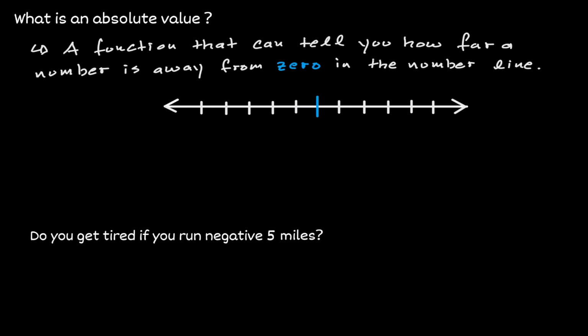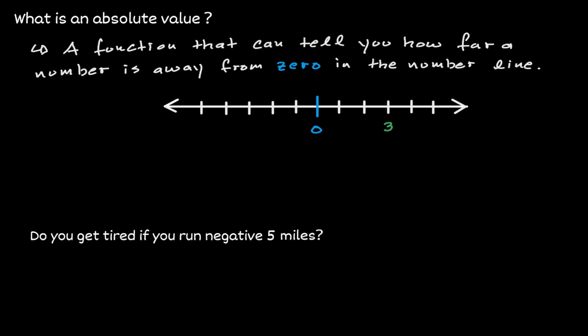Right here in blue, let's place the value of 0. And remember that in the number line, the values on the right-hand side of 0 are positive, and the values on the left-hand side of 0 are negative. Let's choose a number. Let's choose the number 3. So from 0, let's move 3 units to the right.